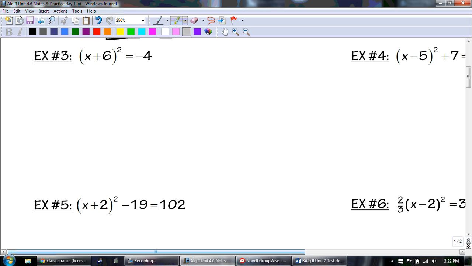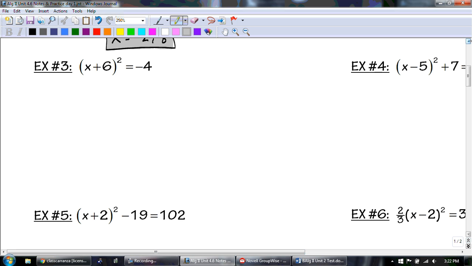All right, number 3. Once again, we're looking here. There's nothing to do except to take the square root. And uh-oh, I'm taking the square root of a negative number. So on the left side, I have x plus 6, and that equals the square root of negative 4.